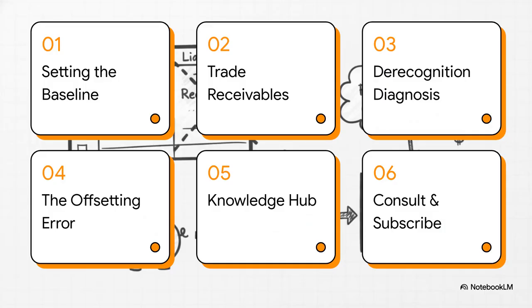All right, here's our roadmap for this clinical autopsy today. First, setting the baseline. Second, our trade receivables observation. Third, the derecognition diagnosis. Fourth, the offsetting error. Fifth, we'll check out the Gap Advisors Knowledge Hub. And finally, consult and subscribe.